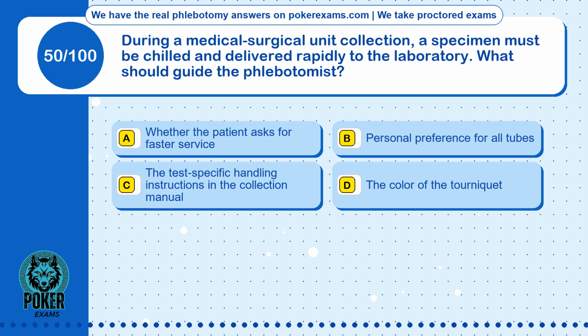Question 50. During a medical surgical unit collection, a specimen must be chilled and delivered rapidly to the laboratory. What should guide the phlebotomist? Option A. Whether the patient asks for faster service. Option B. Personal preference for all tubes. Option C. The test-specific handling instructions in the collection manual. Option D. The color of the tourniquet.